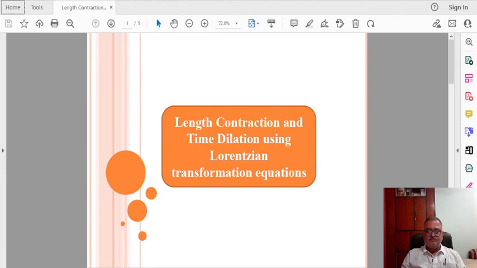मित्रांनो, last lecture we discussed about the special theory of relativity and Lorentz transformation equations.